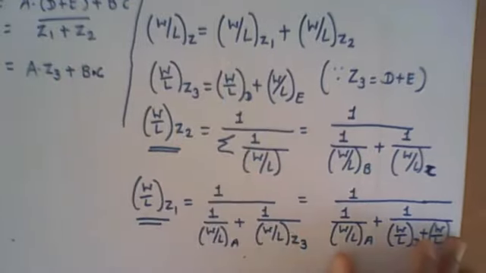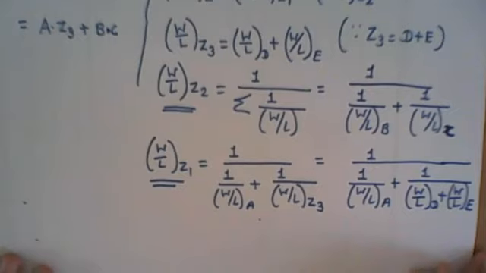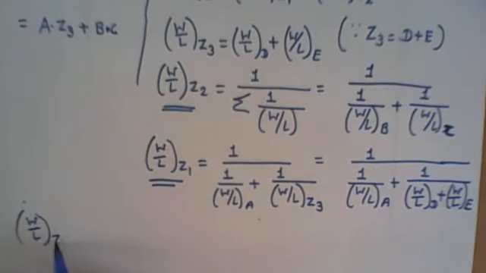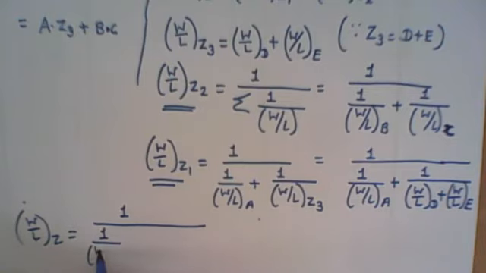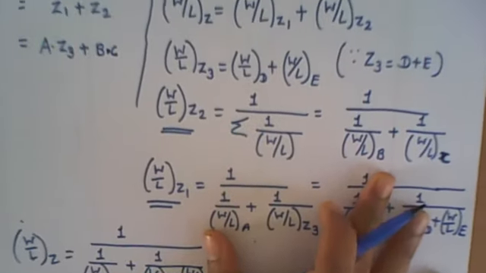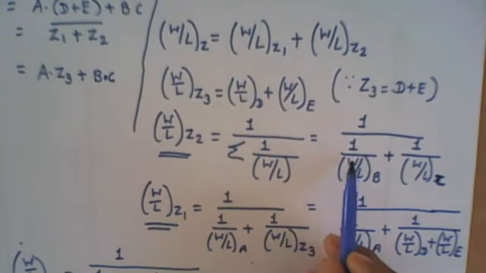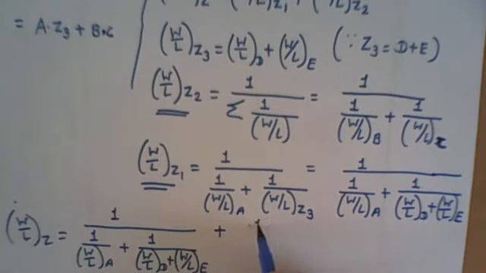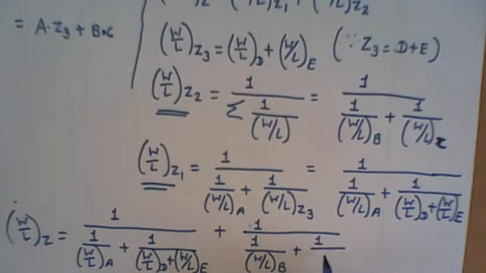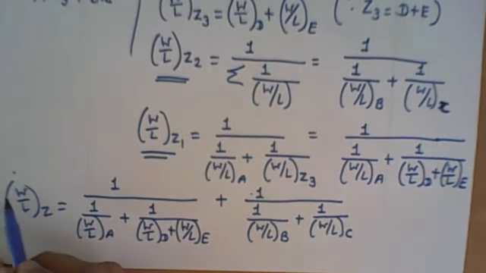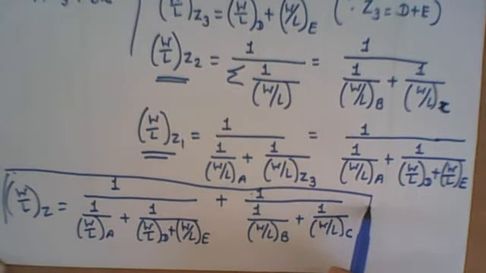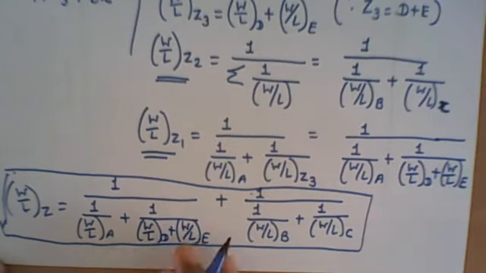So let me combine this, and we will get the W upon L of our desired equation, which is Z. So let's find the W upon L of Z. It is equal to the W upon L of Z1, which is 1 upon W upon L of A plus 1 upon W upon L of D plus W upon L of E, plus the W upon L of Z2, and Z2 is 1 upon W upon L of B plus 1 upon W upon L of C. So this is the equivalent W upon L when we convert it into the equivalent inverter structure.